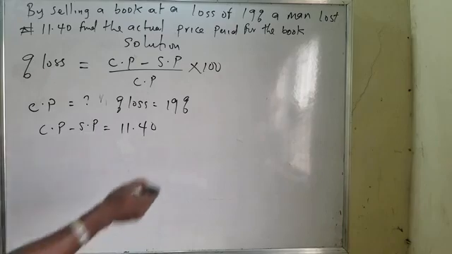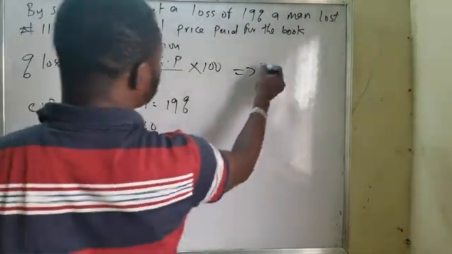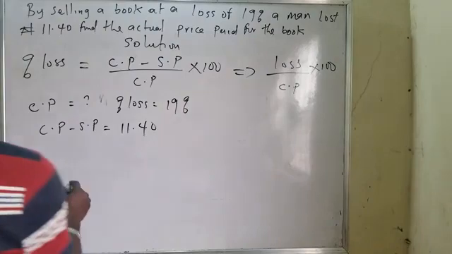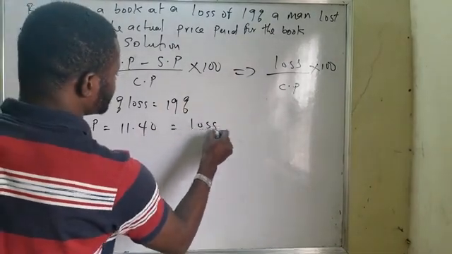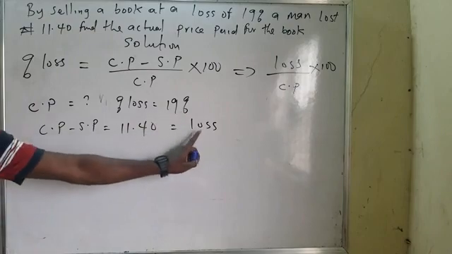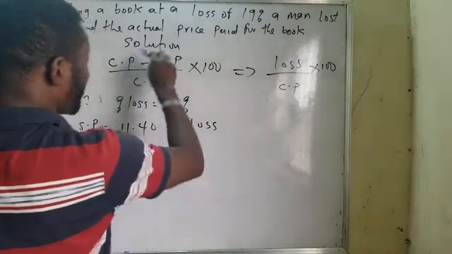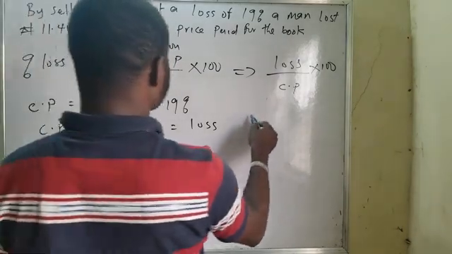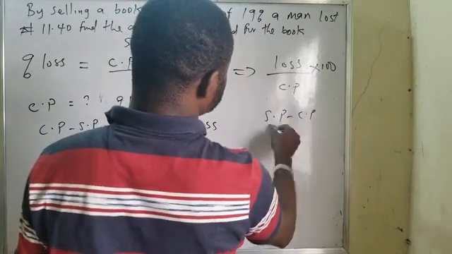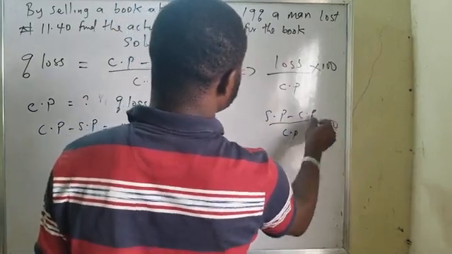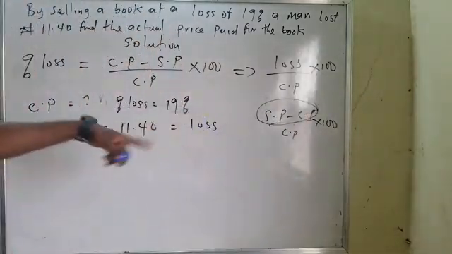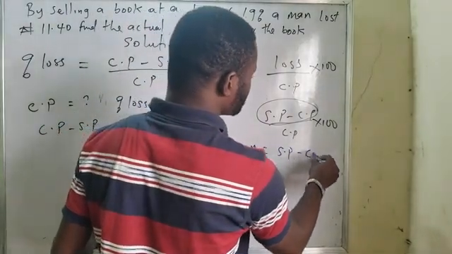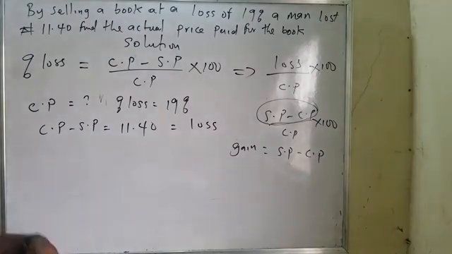This is called loss. Don't forget that I can as well write this as loss over cost price multiplied by 100. All I'm saying here is that I'm talking about loss. And if I have selling price minus cost price, divided by cost price, multiplied by 100, I can as well write that as gain. It means my gain equals selling price minus cost price. Please take note of those things; they are very important.